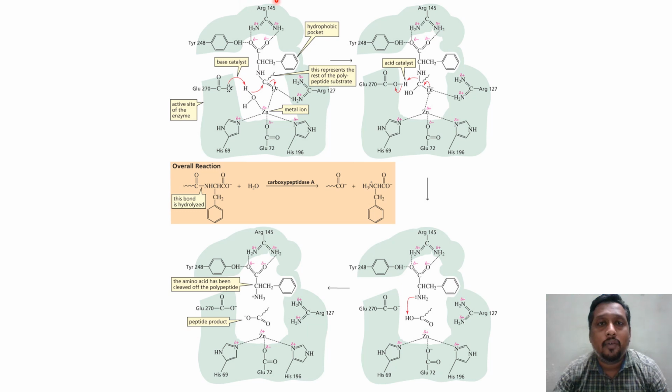Likewise, arginine 145 and tyrosine 248 nicely stabilize the carboxyl group at the C terminal of the polypeptide sequence by forming a hydrogen bond. Now the side chain of the C terminal phenylalanine nicely fits into the hydrophobic pocket. I would like to remind you again, that is why carboxypeptidase A is very selective. It will not cleave when you have a lysine or arginine at the C terminal of a polypeptide sequence.